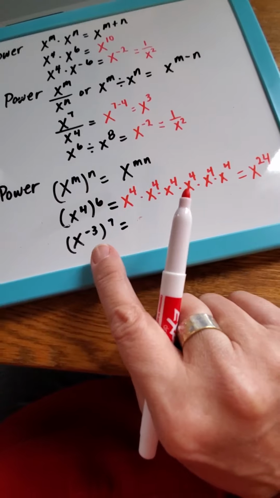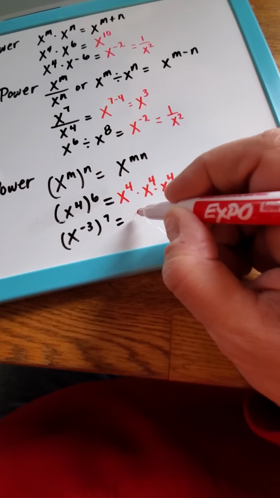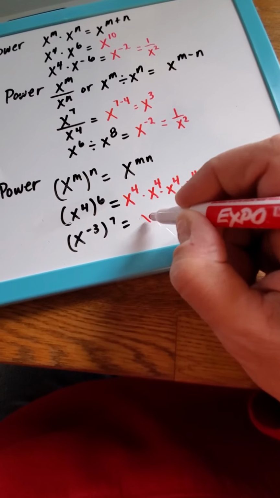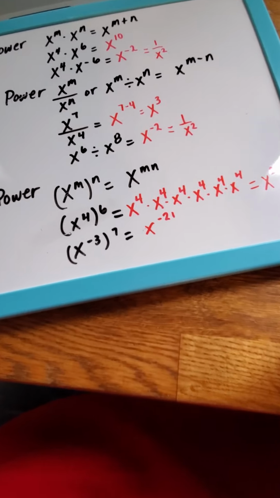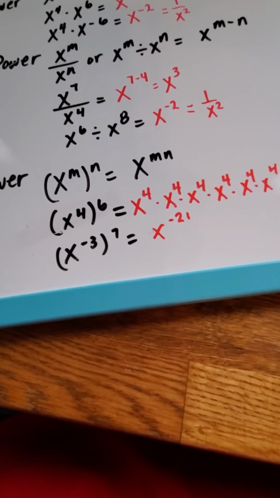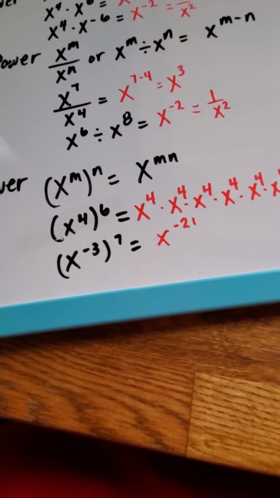Okay, so let's apply the shortcut here. We have x to the negative 3rd to the 7th. I'm going to make that x to the negative 21st. And again, don't worry about those negative exponents today. We'll talk about what to do with those on a different day.